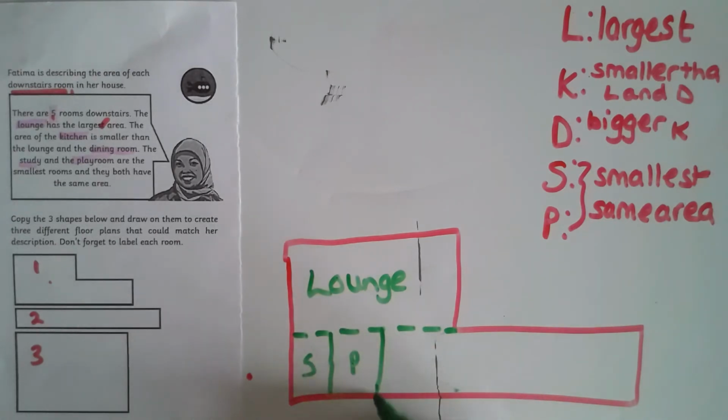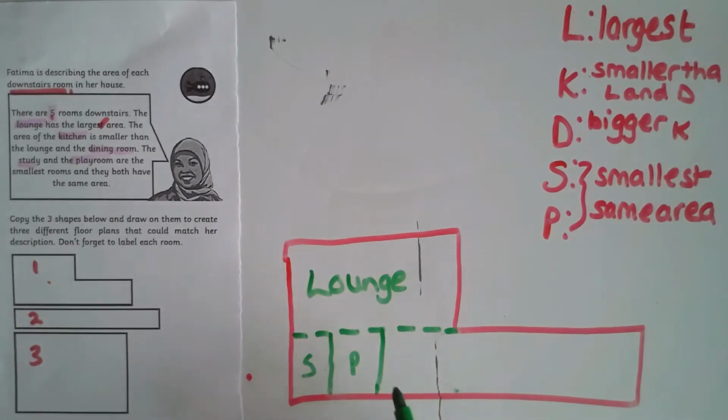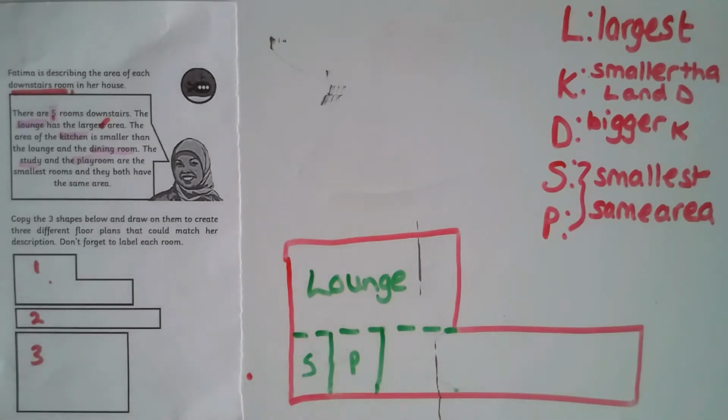So it's all about really working methodically, working systematically, and using what you know to help you come up with the 3 plans.